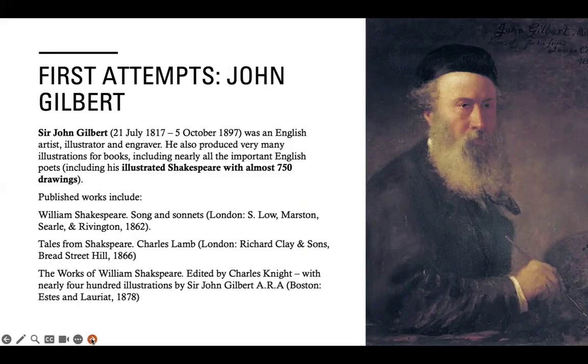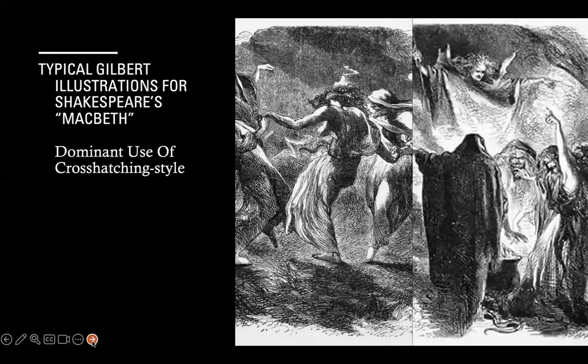And the first artist we are choosing here, and we are just in the first exploration stages of our research, is trying to animate some of the images by John Gilbert, who was a famous Shakespeare illustrator who created hundreds of Shakespeare illustrations in the 19th century. And here you can see his typical style with some illustrations from Macbeth. So he's very dominantly using cross-hatching as a stylistic element.